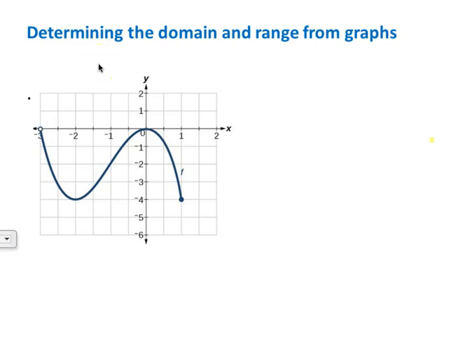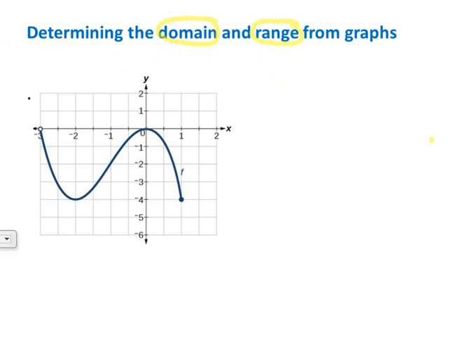So we're going to switch gears now. Instead of talking about what is and is not a function, we are going to talk about domain and range. These might be two new words for you. They might not. But let's talk about what is a domain and what is a range.